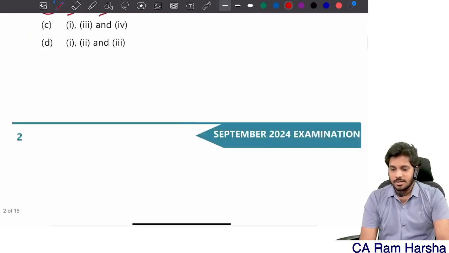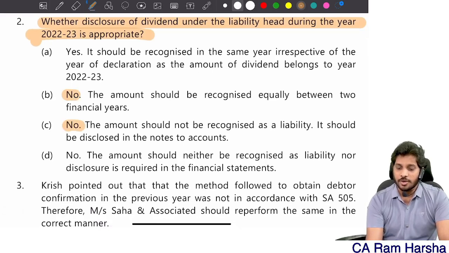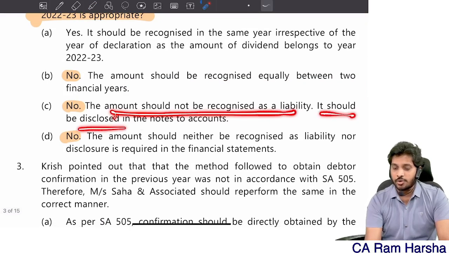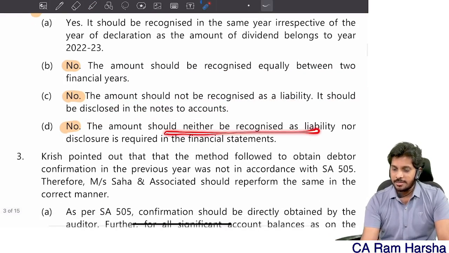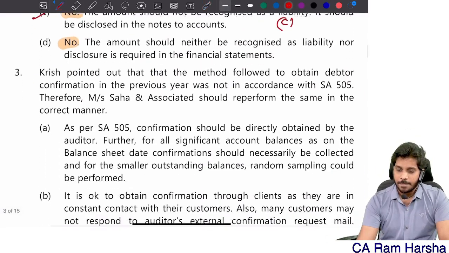Correct? Next. Whether disclosure of dividend under liability is appropriate? The answer is no. Okay, 3 options were there, so you need to read. The amount should be recognized. No, the amount should not be recognized. It should be shown as disclosed. Yeah, correct. The amount neither recognized nor disclosed, that's wrong. So the answer is C.